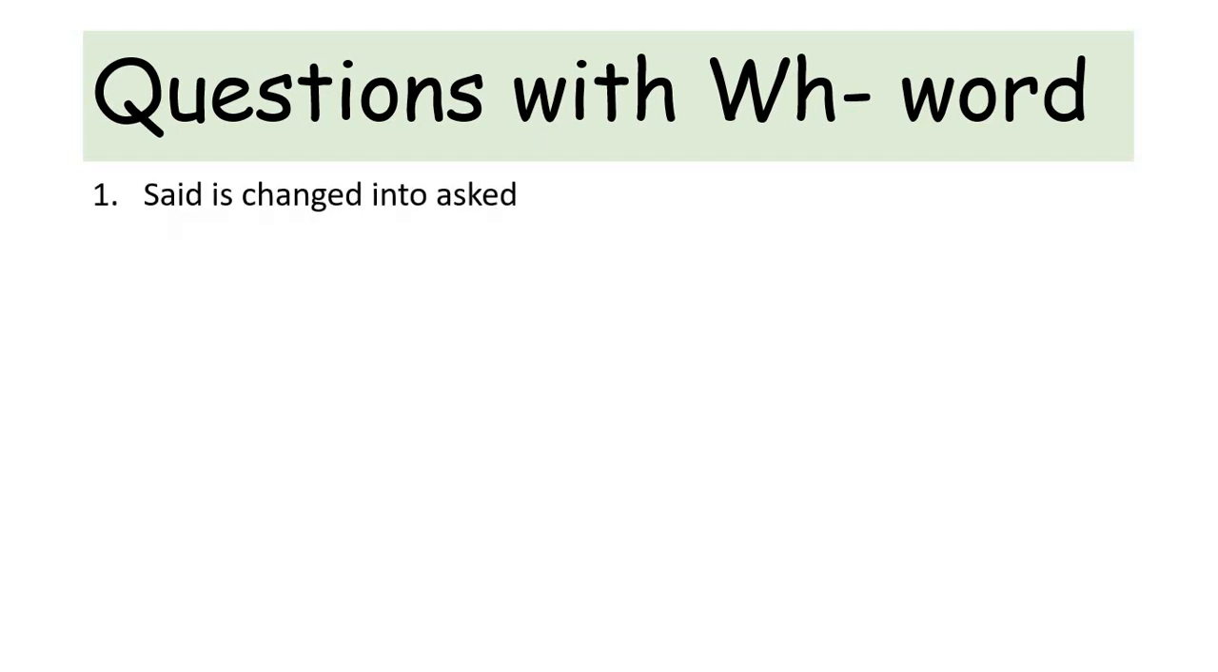See here, said is changed into asked. The first one, said, it changed into asked. Then WH word works as conjunction here. जहाँ हम that और if या whether लगाया करते थे, वो WH word will work as the conjunction of the particular sentence. Now कैसे होगा ये?